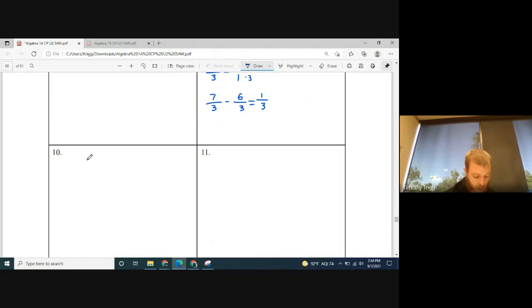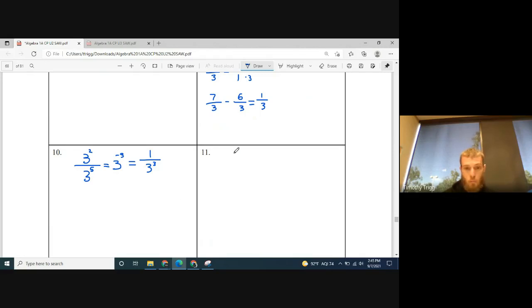Number 10, similarly, we have 3 to the power of 2, or in other words, 3 squared, over 3 to the power of 5. Again, we subtract these powers. That's going to give us 3 to the power of, well, what's 2 minus 5? Well, that's negative 3. If you recall, you could also write that as 1 over 3 to the third, right? Because when you have a negative exponent, you can make it a positive exponent by putting it in the denominator.